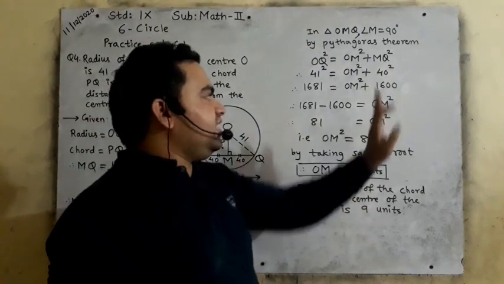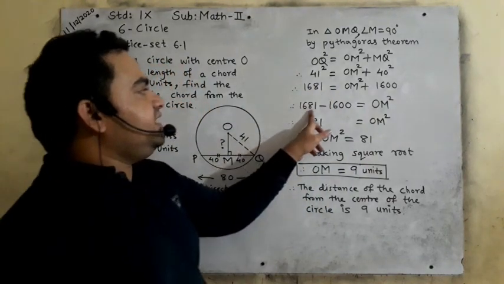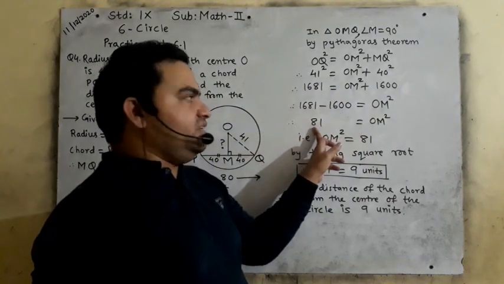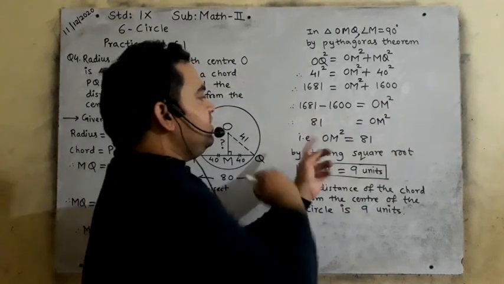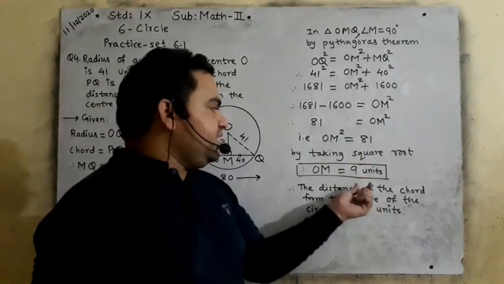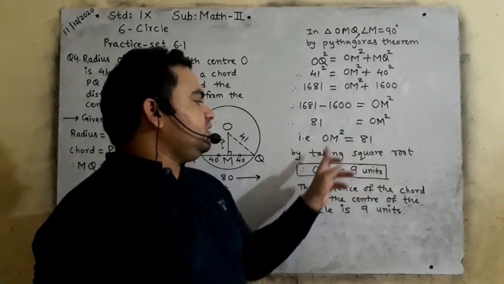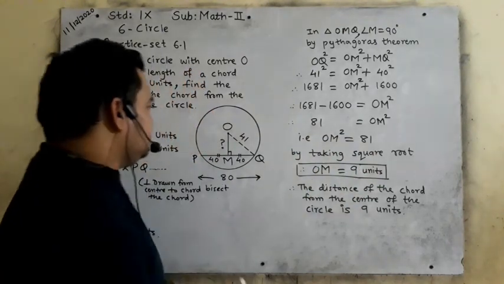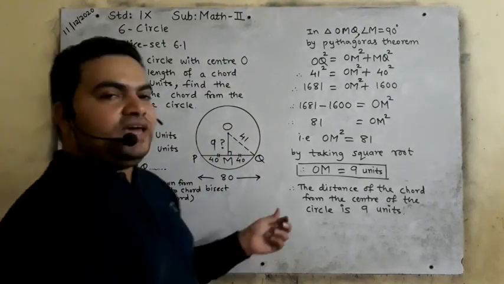It is 1600. So this 1600 will come here, it will be subtracted: 1681 minus 1600 will be 81, which is equal to OM square. So vice versa, we can write OM square is equal to 81. 81 is the perfect square of 9. So we will take the square root of this. By taking the square root, OM is equal to 9 units. So here OM will be 9 units. That is only what we had to find.